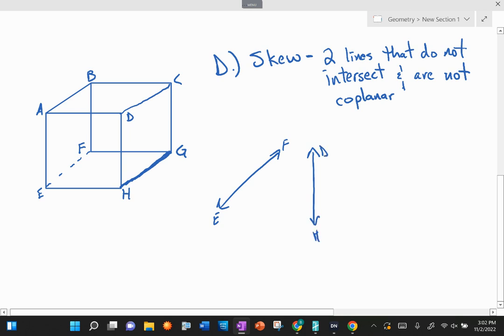Now, I saw a bunch of others. I saw AB and GH. That would work. Basically, it's do you have two lines that don't share a square? If they share a square, then you need to look elsewhere. Well, that rhymed.